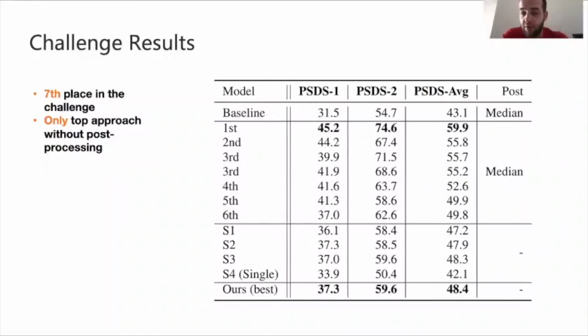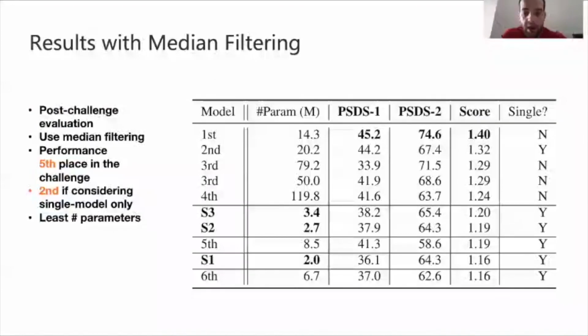In the DCASE 2021 Task 4 challenge, we got 7th place overall with our approach. But what we forgot, or didn't want to do, was median post-processing, which the top 6 all use. So we later asked to have our results reevaluated using median post-processing. After reevaluating, we got these results, where our work would be around 5th place if we did exactly the same thing, but with median post-processing.